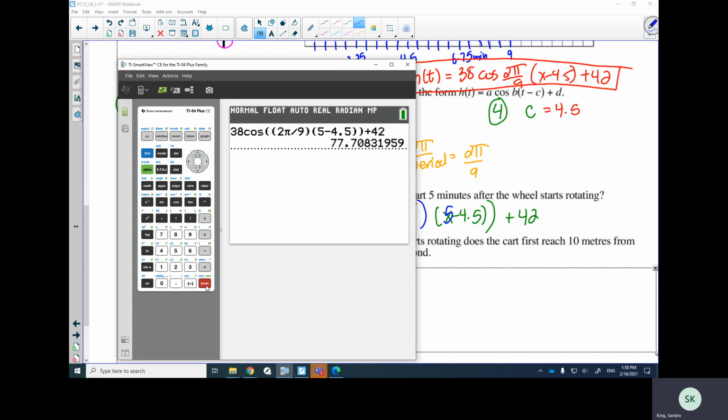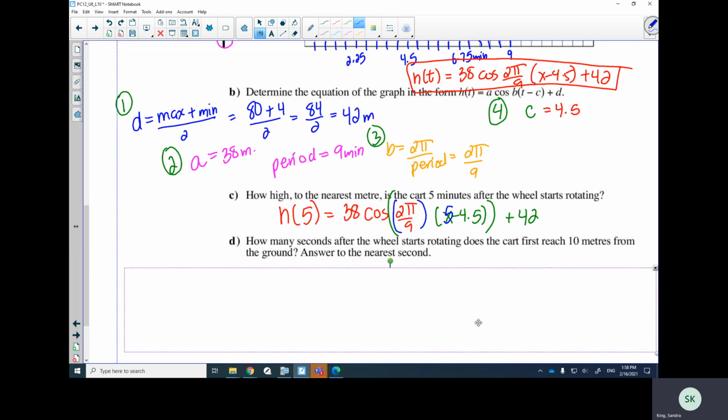So 5 minutes after the Ferris wheel starts, you are 78 meters off the ground at 5 minutes. So the height of the Ferris wheel at 5 minutes is 78 meters off the ground.